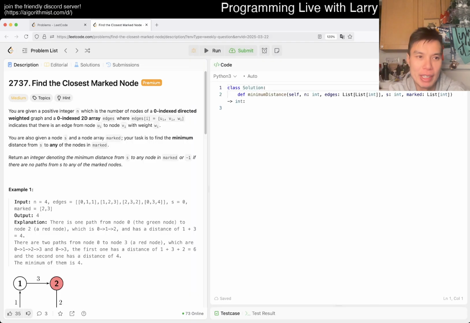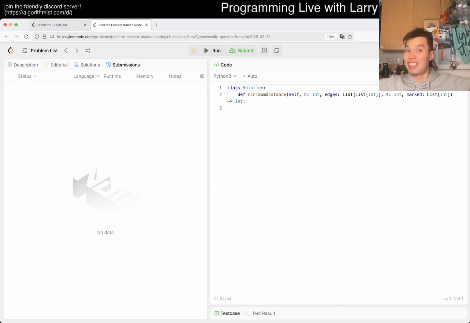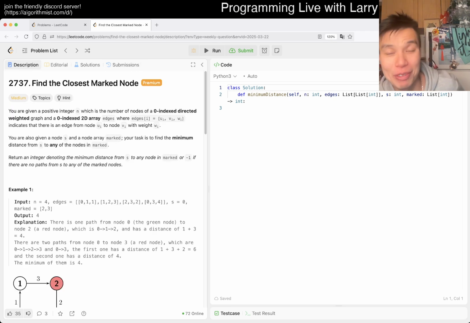Today we have 2737, Find the Closest Marked Node. I'm premium on this one. Have I done this before? No. Yes. You know how I like new problems, so we'll see how it goes. This doesn't feel like I've done it, but I don't know. Anyway, let's take a look.